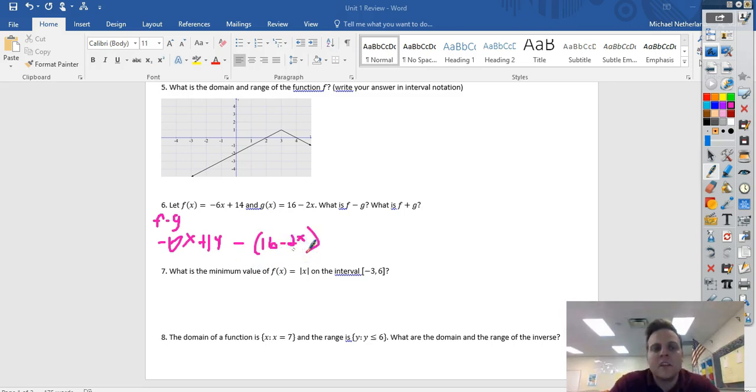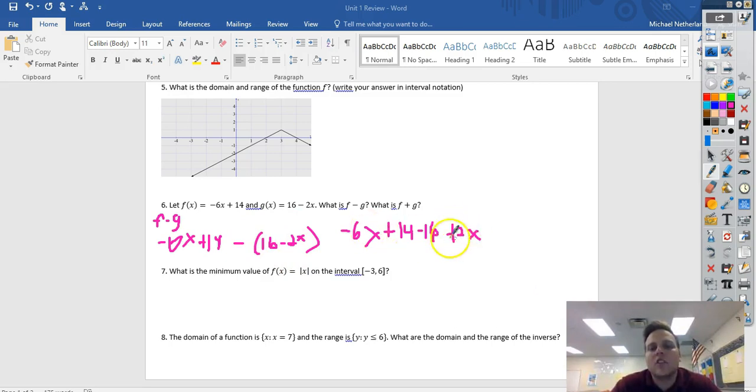Alright. So then this minus sign has to go to the entire g function. It says f minus all of g. So this minus sign has to go to both things in g. So that means it's going to turn a positive 16, so negative 6x plus 14. It's going to turn a positive 16 to being negative, so minus 16. And it's going to turn a negative 2x into being a positive 2x.